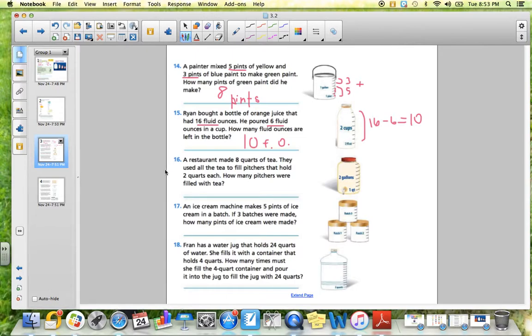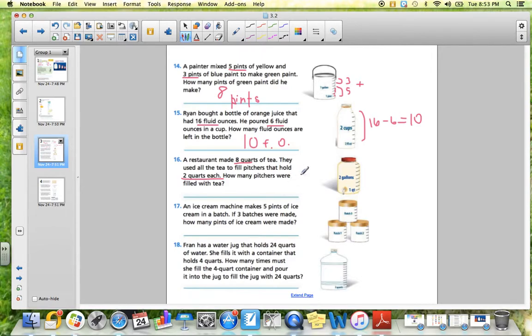Okay, number 16. A restaurant made 8 quarts of tea. They used all the tea to fill pitchers that hold 2 quarts each. How many pitchers were filled with tea? So they made 8 quarts. They used all the tea to fill pitchers that hold 2 quarts each. How many pitchers were filled?